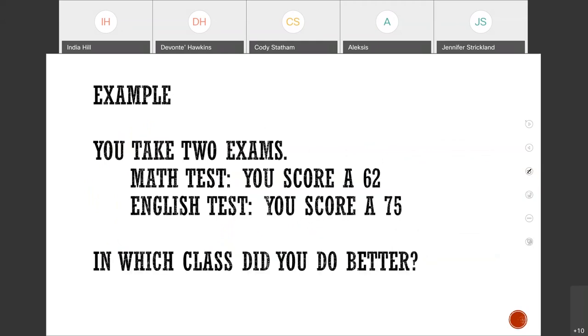We're going to look at two tests. You take a math test and an English test. On the math test, you make a 62, and on the English test, you make a 75. We're going to put a little bit more information out there, but the question is going to ask us, in which class did we do better?